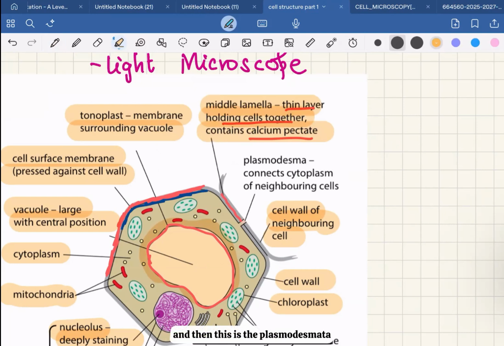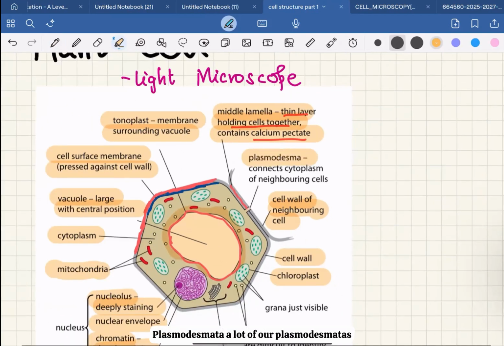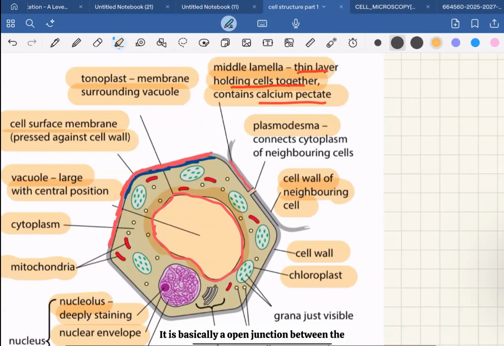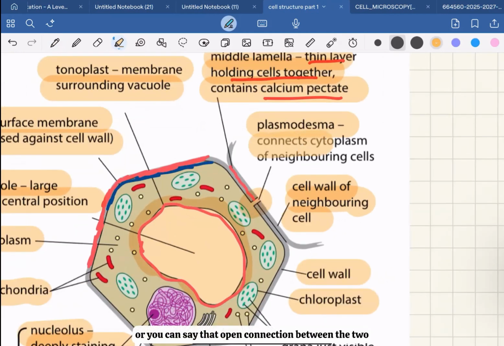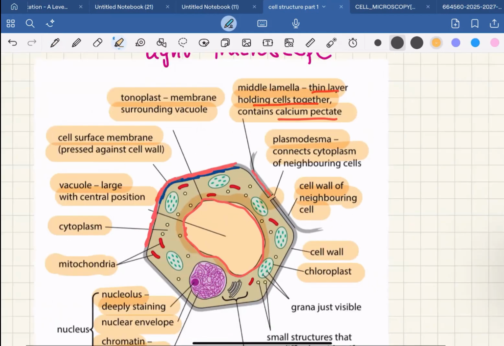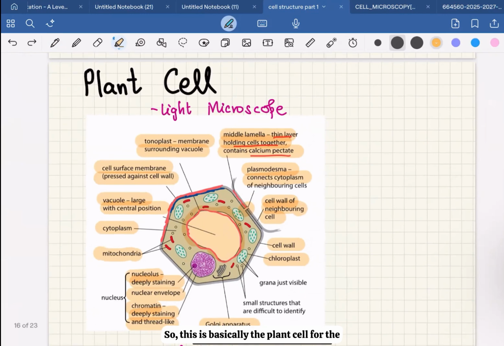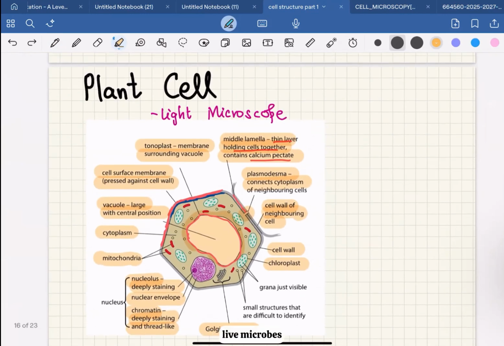And then these are the plasmodesmata. A lot of plasmodesmata, and if you're talking about singular, it is plasmodesma. It is basically an open connection between two neighboring plant cells, and it helps in the exchange of substances, right? So this is basically the plant cell for the light microscope. This is the photomicrograph of the plant cell as viewed under the light microscope.